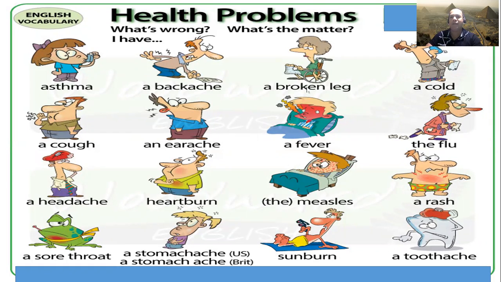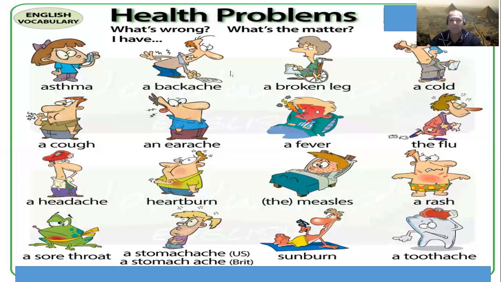So here we have the different common health problems. We're gonna have the pronunciation at this moment. The first one is asthma, then we have a cough, a headache, a sore throat, a backache, an earache, heartburn, stomachache, broken leg, a fever, the measles, sunburn, a cold, the flu, a rash, and a toothache.